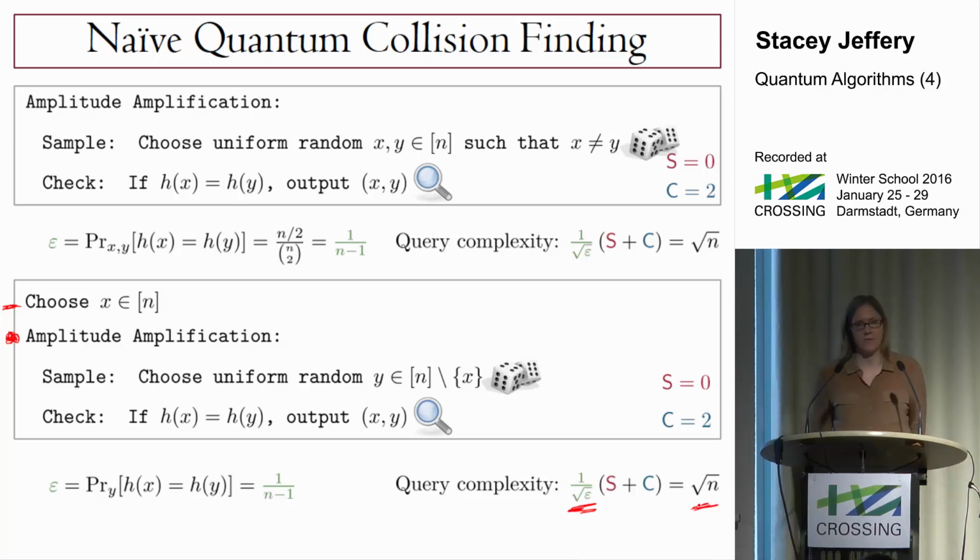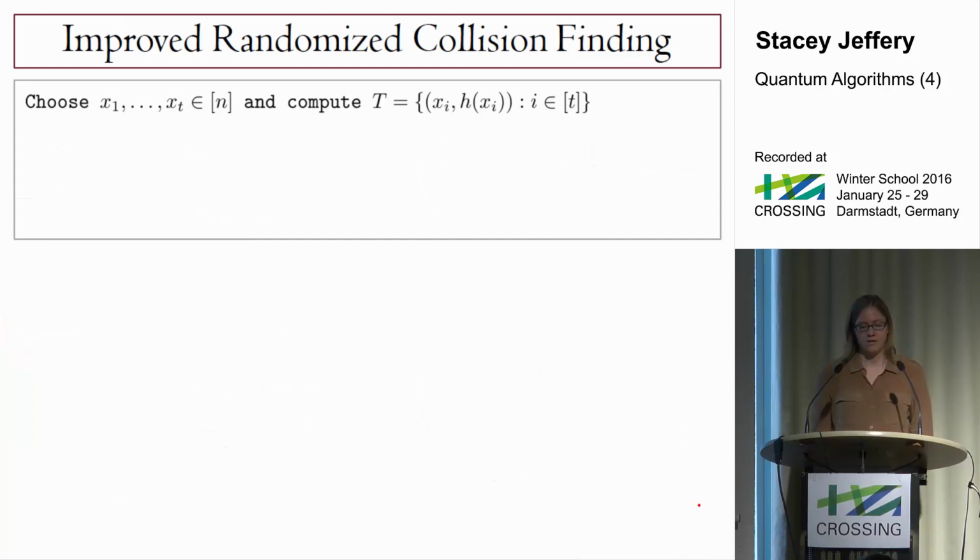Okay, so now I would actually like to show you the optimal quantum algorithm. To get a better quantum algorithm, we need to start with a better classical algorithm. So the classical algorithm will be the following. To start off, we're going to choose t values from 1 to n, and we're going to compute the hash function h on all of them. So we're going to compute some table consisting of x_i, h of x_i for all i from 1 to t.